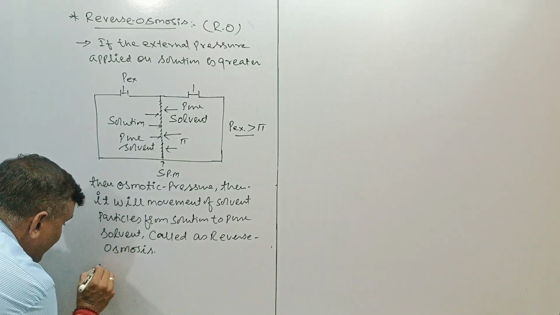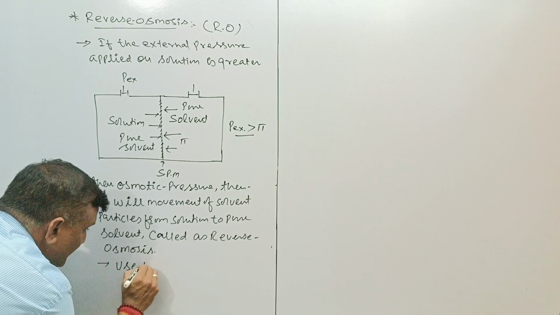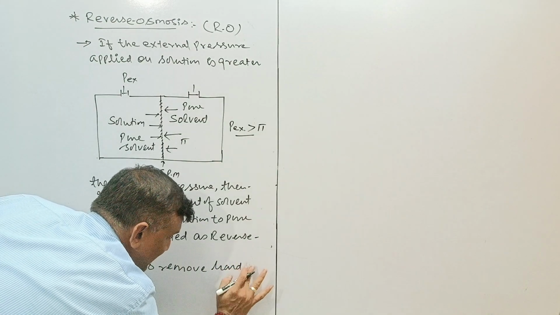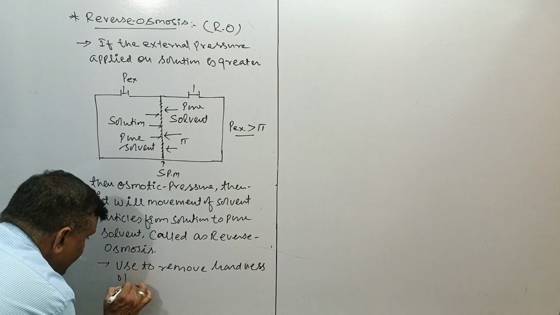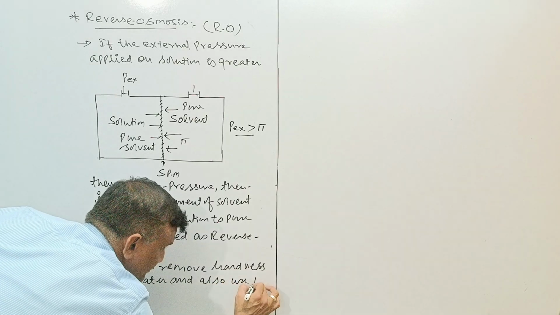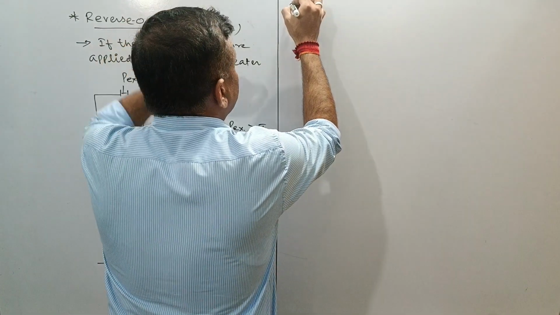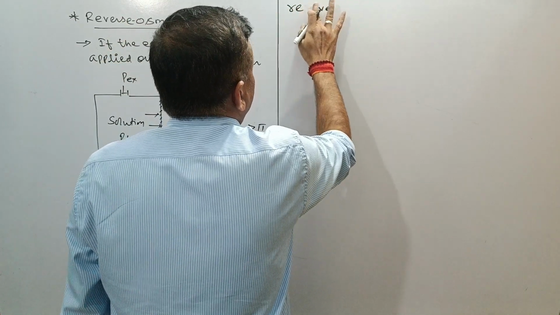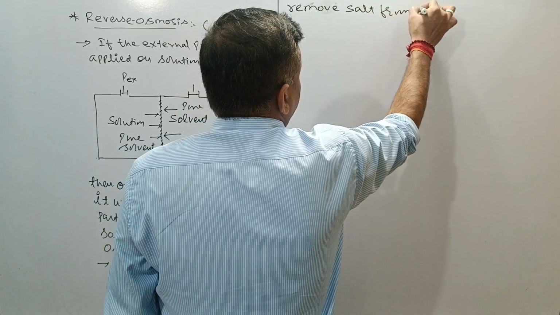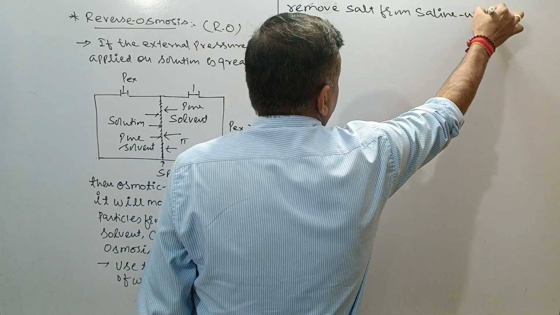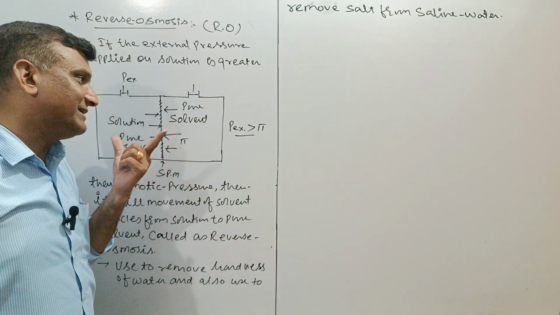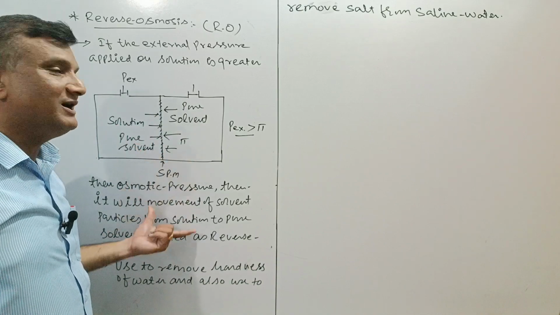If we go with RO, then it is used to remove hardness of water, and also used to remove salt from saline water, or you can say salty water. Meaning particularly if you have marine water and want to change it into drinking water, then we can use reverse osmosis. So this was about the RO.